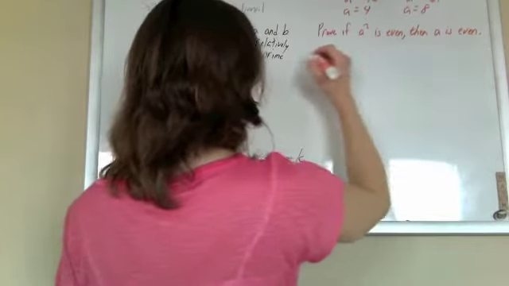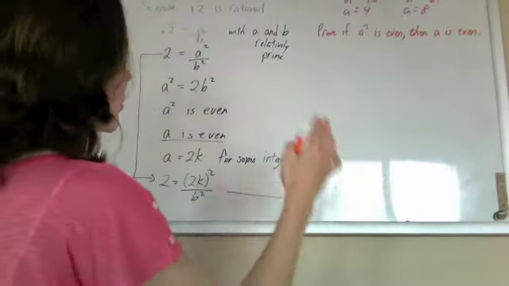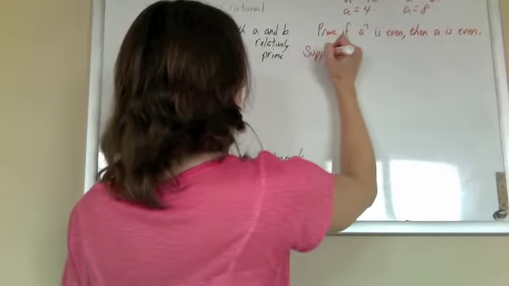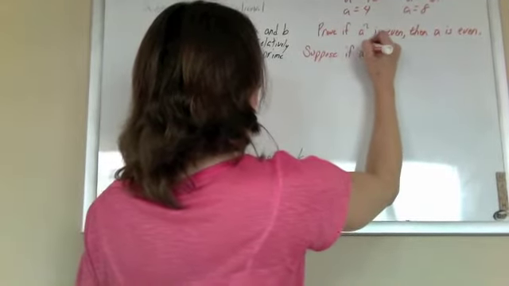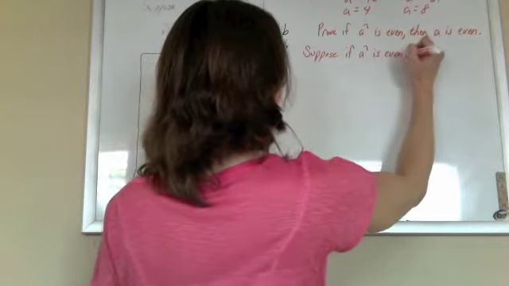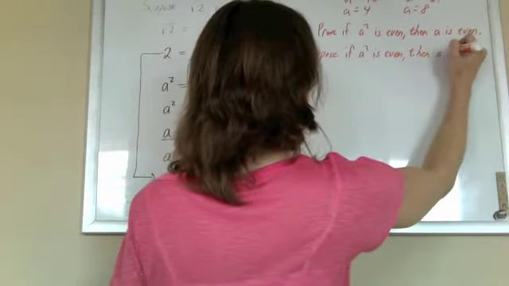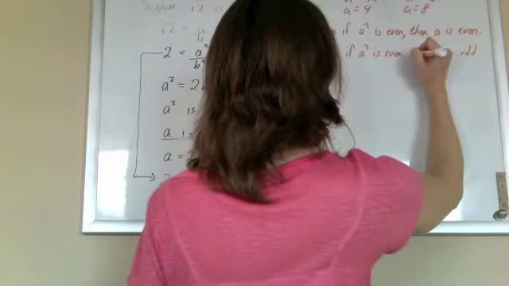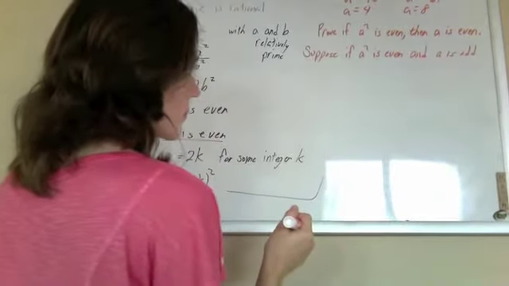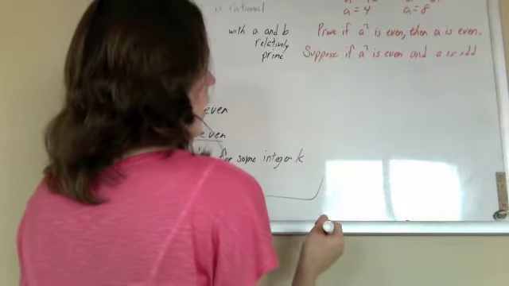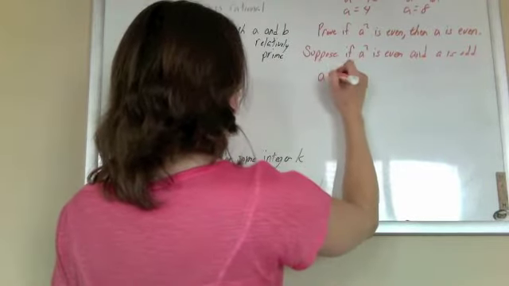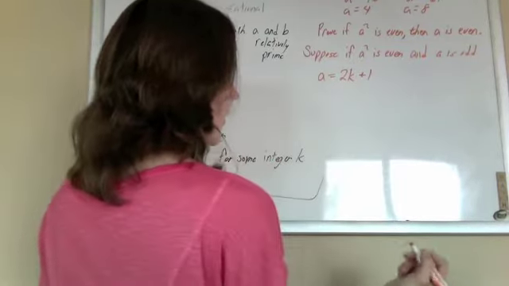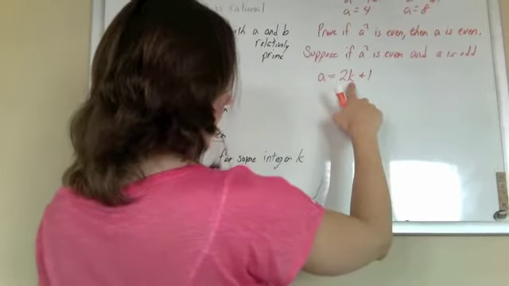We're going to start by doing another proof by contradiction. We're going to suppose the opposite, right? Suppose a squared is even, and a is odd. Right? So if a was odd, then a could be written as 2k, which would be even, plus 1 more would give you odd, right, for some integer k.